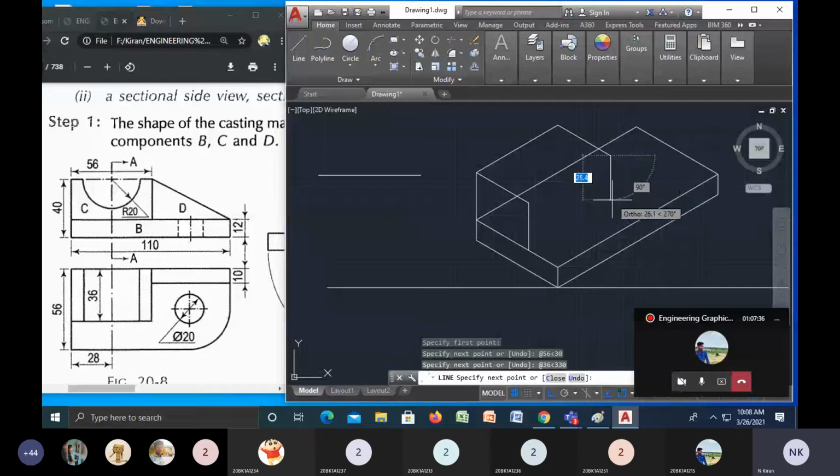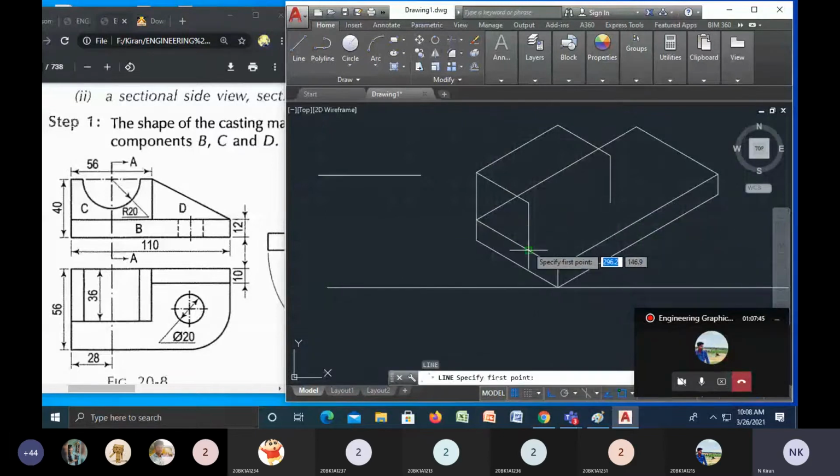Right, now downwards, what is the value? 28. Okay, escape. Now L enter. I'll join directly from this point. As I have 2 points, I will join directly. It will be 30 only.